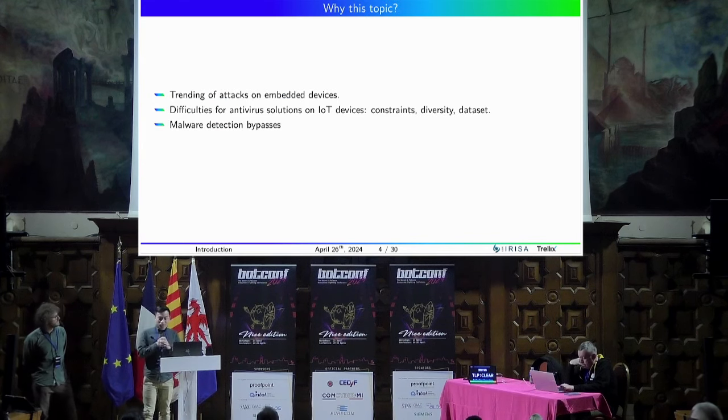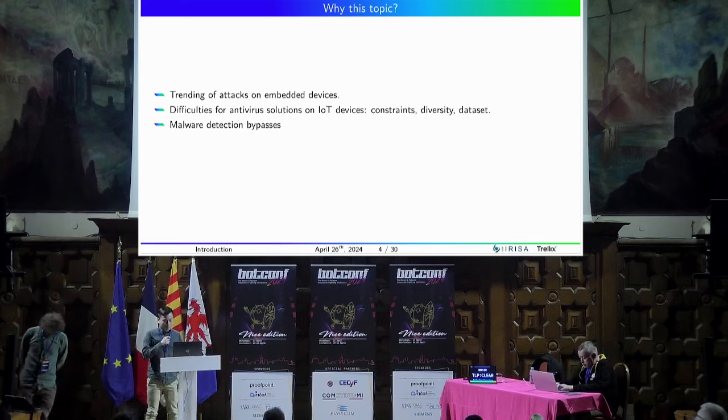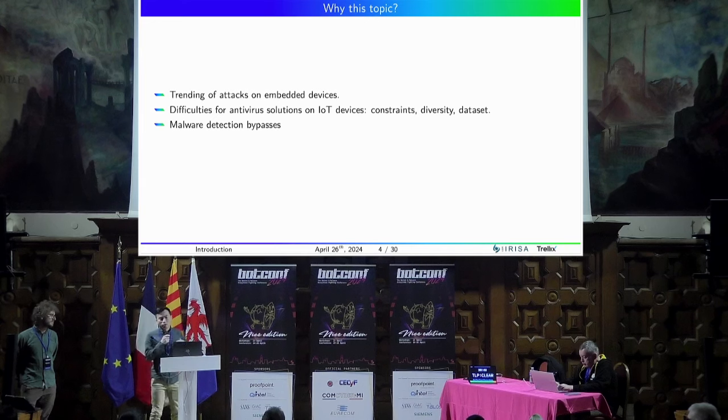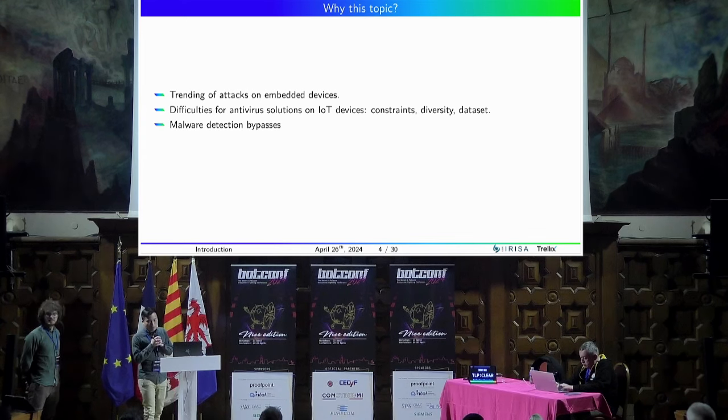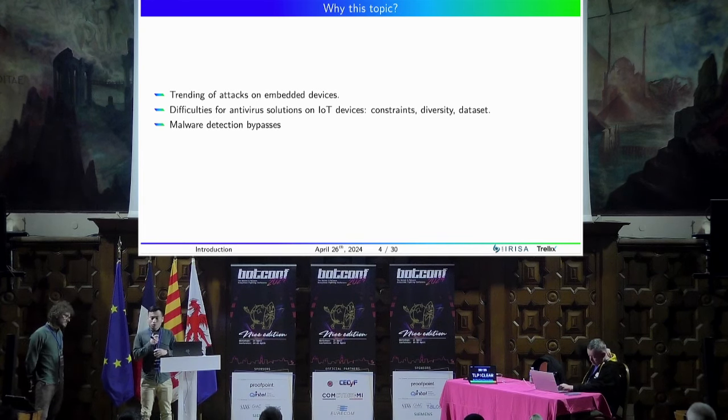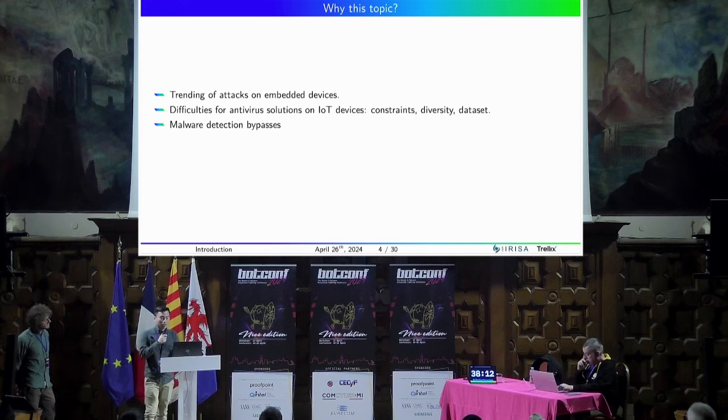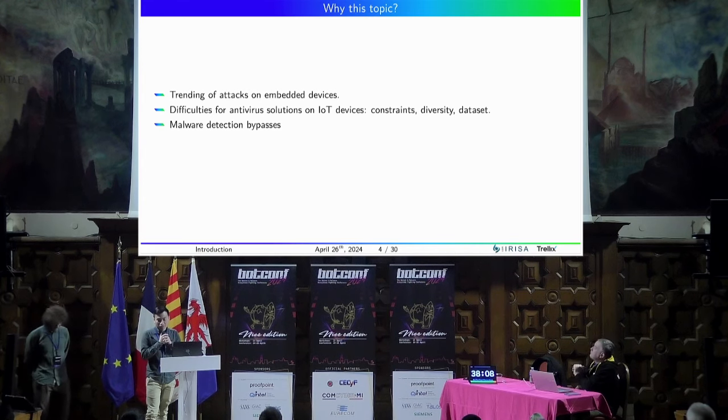So why this topic? We see a trend of attacks on embedded devices and IoT devices. The difficulty for antivirus solutions on IoT devices is that embedded devices are constrained by computing resources and by the diversity of the devices. We have too many architectures on embedded devices: ARM, MIPS, PPC, and so on. Also, IoT malware datasets are lacking in reality. The topic is also about another way to detect malware, one that tries to resist malware detection evasion.